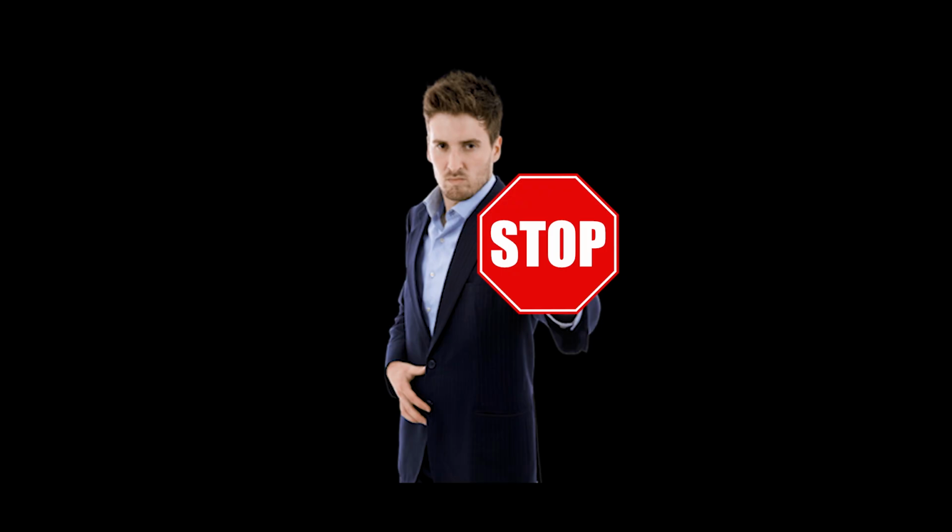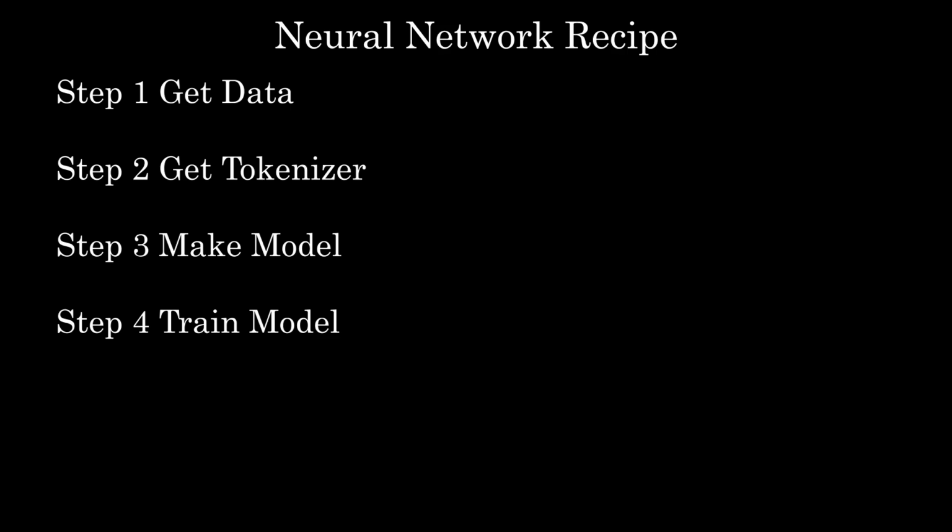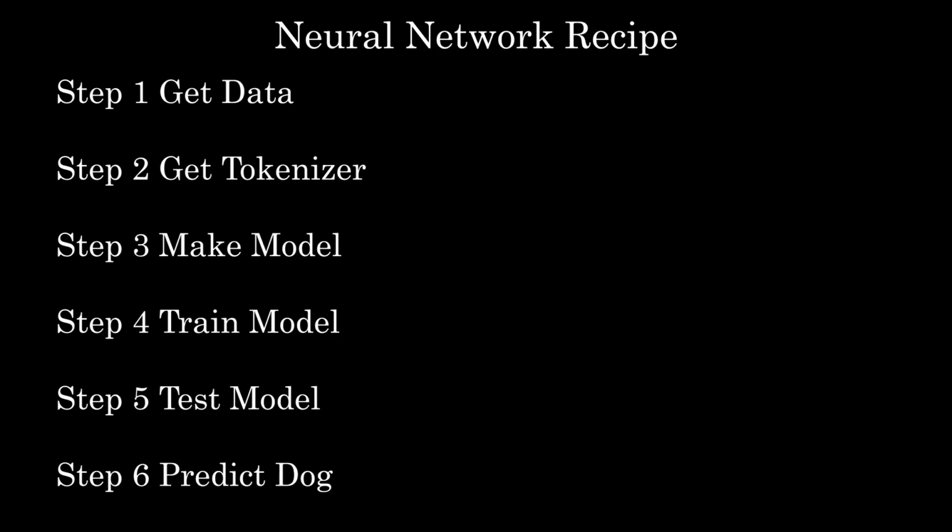But how do we actually make a neural network? Neural network recipe. Step 1. Get data. Step 2. Get tokenizer. Step 3. Make model. Step 4. Train model. Step 5. Test model. And step 6. Predict dog.